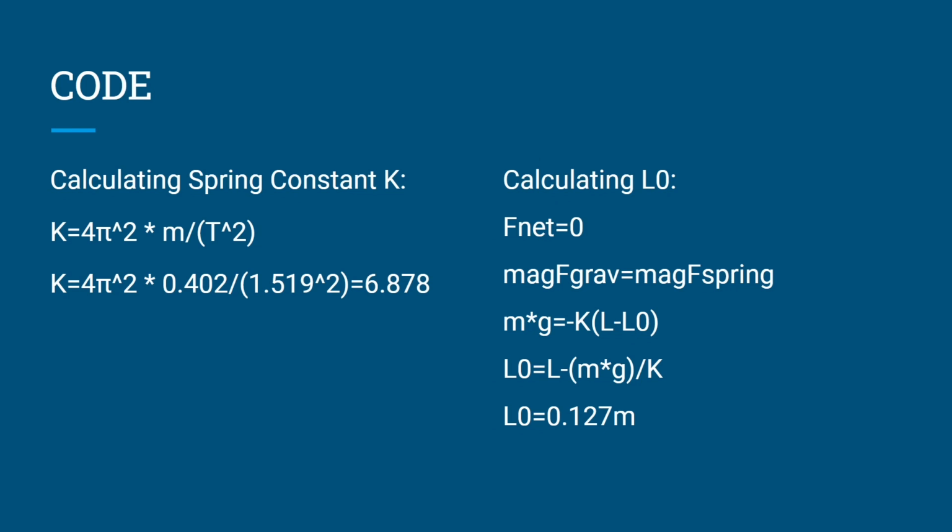The force of gravity is mass times the acceleration due to gravity, and must be equal to the force of the spring, which is negative k times L minus L0. Rearranging the equation gives L0 equal to 0.127 meters, and the rest of the computations in the code relied on Newton's second law and the energy principle.